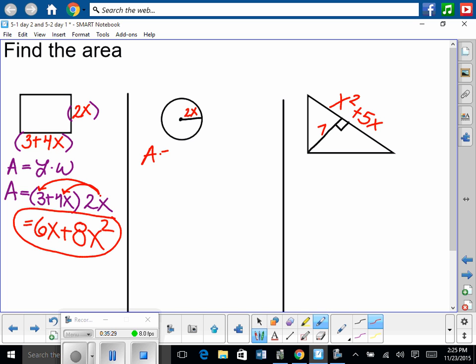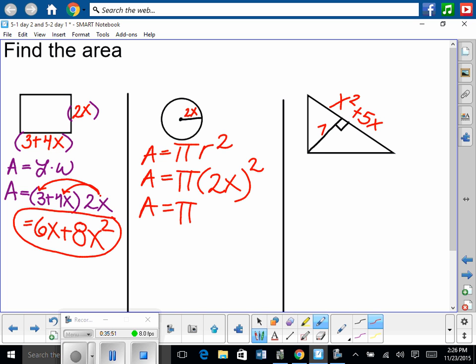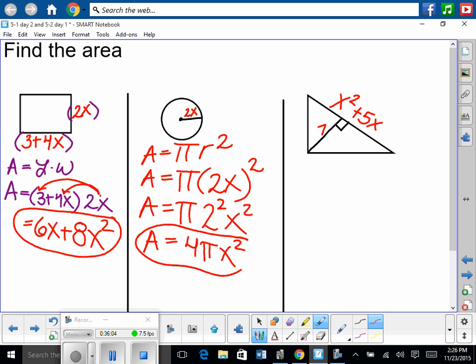Area is equal to, we would just have to look at this and say it's a circle. I know the area is pi times the radius squared. So area is equal to pi, which is just a number. Approximately 3.14, we'll write it as pi. What's our radius? 2x. Don't I need to put it in parentheses? Yeah. The whole radius is being squared. So then wouldn't that be pi times 2 squared x squared? Wouldn't you square both of those? Yes. So we have area is equal to 4 pi x squared. 4 pi x squared. Right, everybody?